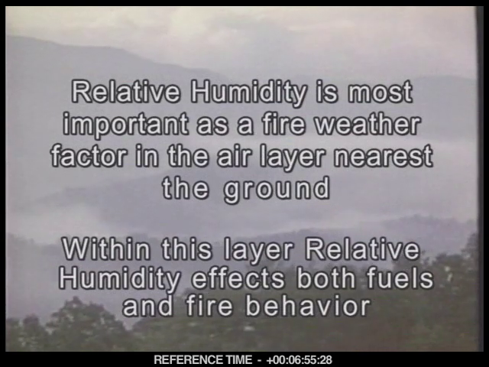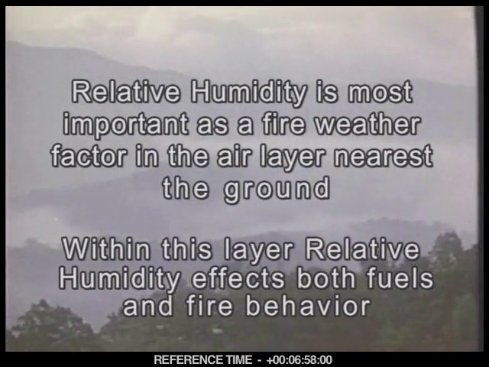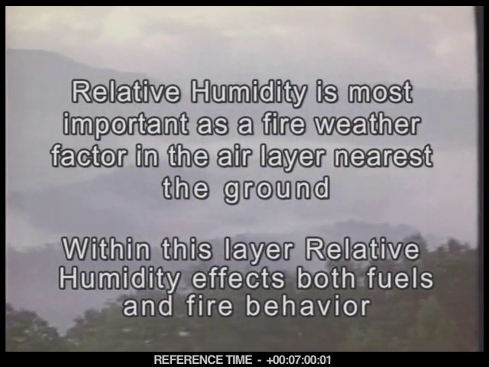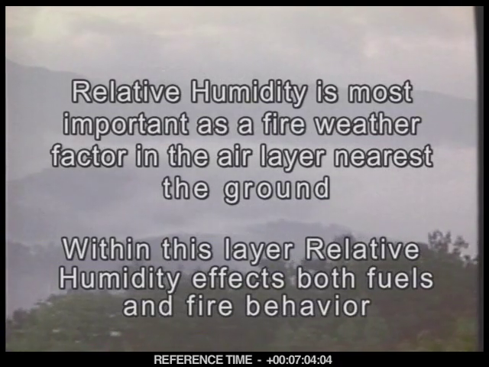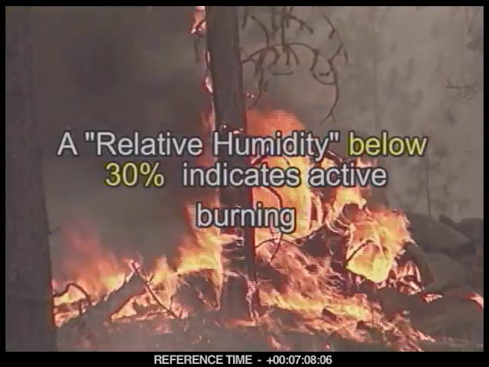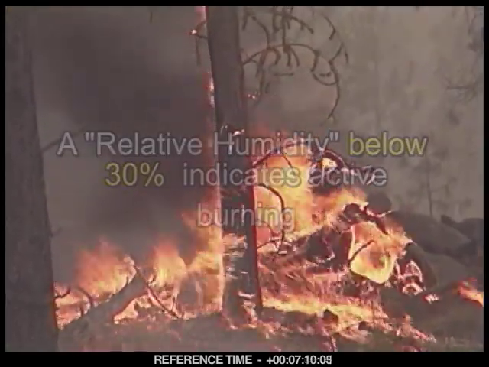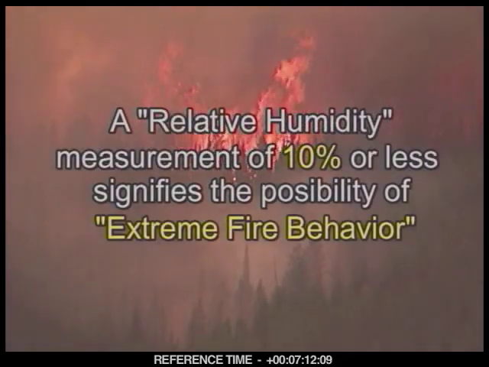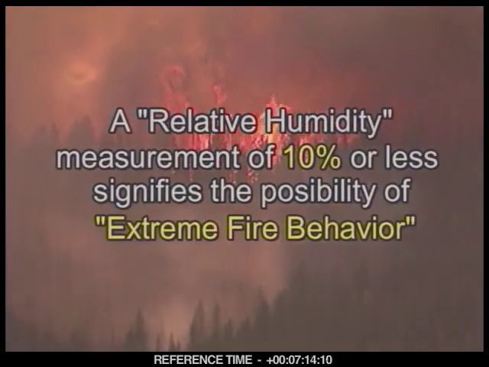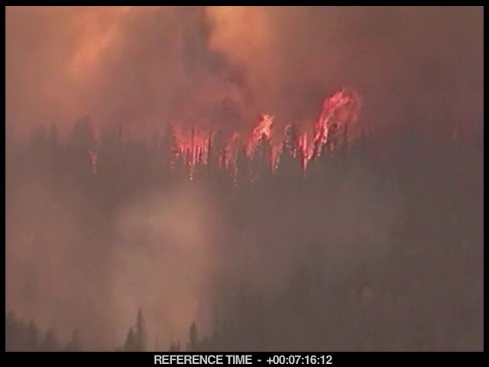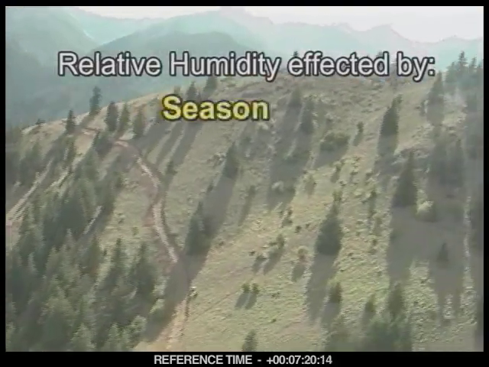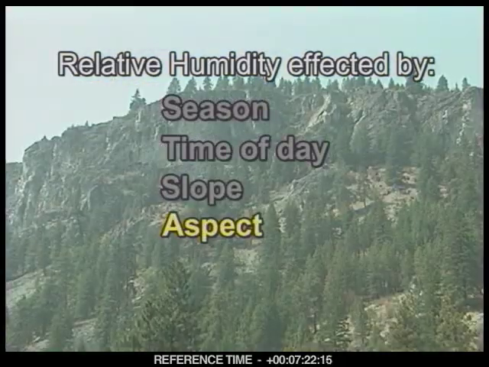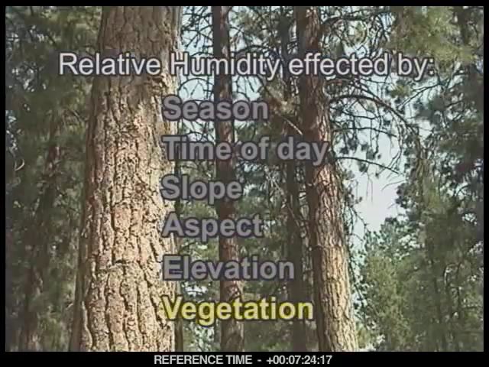Relative humidity is most important as a fire weather factor in the air layer nearest the ground. It is in this layer that relative humidity can directly affect both fuels and fire behavior. If relative humidity drops below 30%, fire can burn freely. If it drops below 10%, fire danger is critical and extreme fire behavior is possible. Relative humidity is affected by several variations such as season, time of day, slope, aspect, elevation, and vegetation.